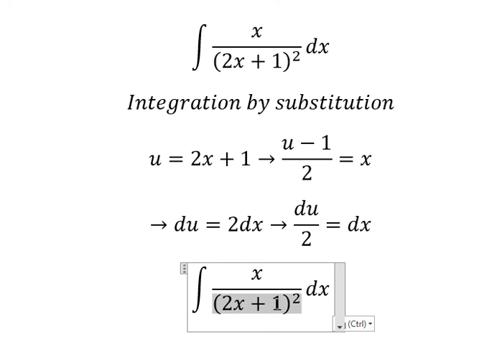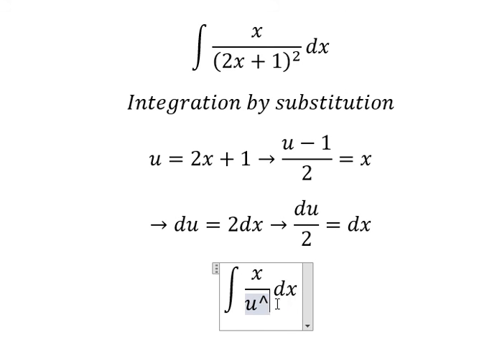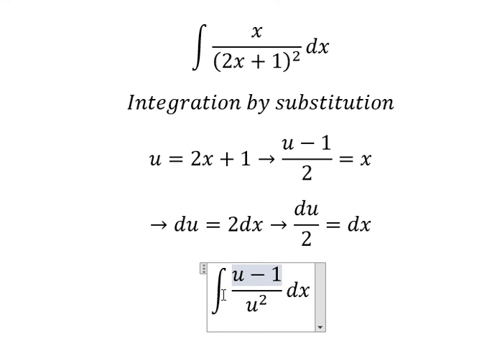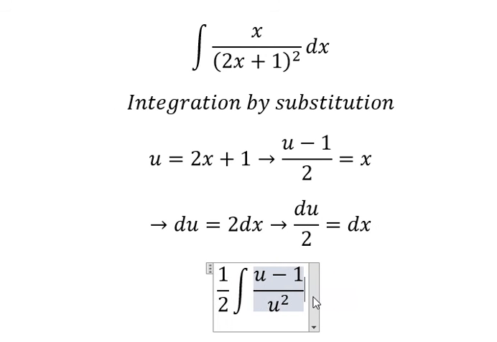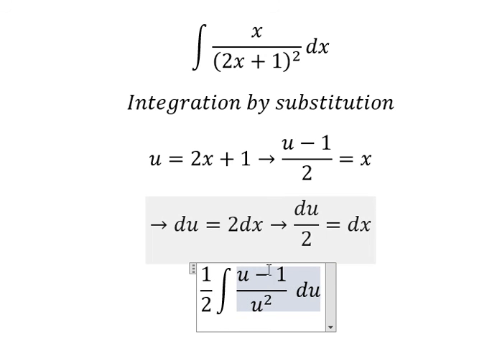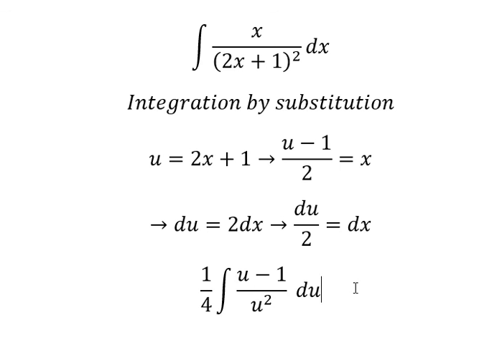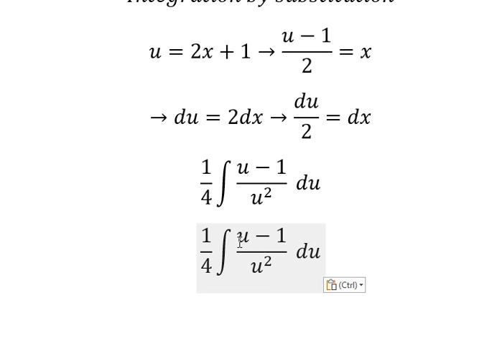This one we change by u. x we change by this one. dx we change by this one. So number 2 and number 2 in here, we have number 4. So we have u divided by u squared, and 1 divided by u squared, we keep the same.